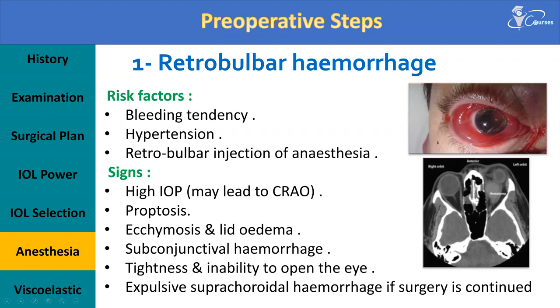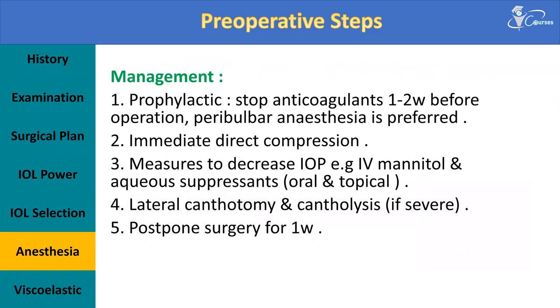So would you do a CT scan? You see here a CT scan. Actually, no, this is not the first step. The first step is to decrease the intraocular pressure to rescue the optic nerve from compression. First of all, you want to guard against this complication, so you should stop the anticoagulants 1 to 2 weeks before the surgery and always opt for peribulbar anesthesia. Do direct compression to minimize the bleeding, and decrease the intraocular pressure with intravenous mannitol and aqueous suppressants.